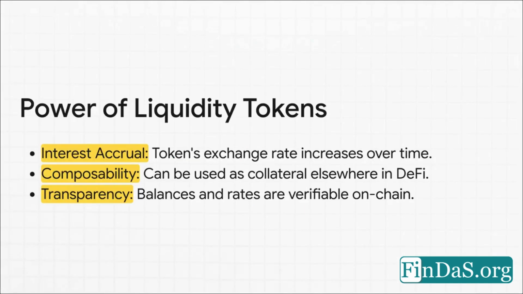And here's the crucial point. These are not static receipts. They are dynamic, productive assets themselves. First, they're interest-bearing. The value of your cETH actually goes up against ETH over time, automatically capturing that yield. Second, and this is really the magic of DeFi, is their composability. Because cETH is a standard token, you can take it and use it somewhere else, like as collateral to borrow another asset in a totally different protocol. This ability to stack financial money Legos is what makes DeFi so incredibly powerful. And the whole system is radically transparent. Anyone can verify it on the blockchain.